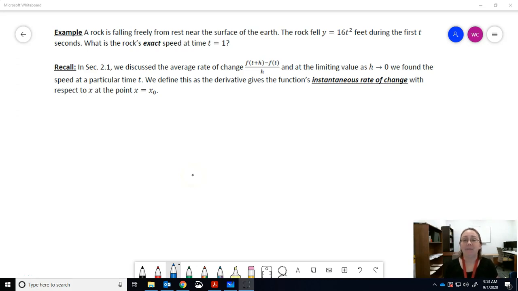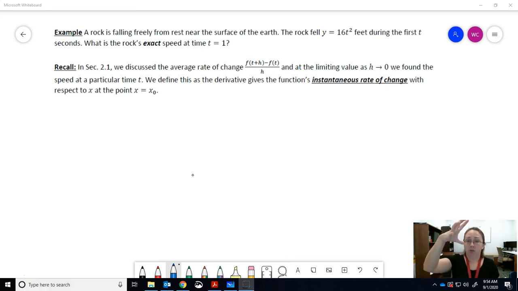Hi everybody, in this video we're going to do a basic example of how a derivative relates to physics. So in this question we have a rock is falling freely from rest near the surface of the earth. So somebody's holding a rock and they drop it. It's not a situation where they're throwing it, there's not an initial velocity.